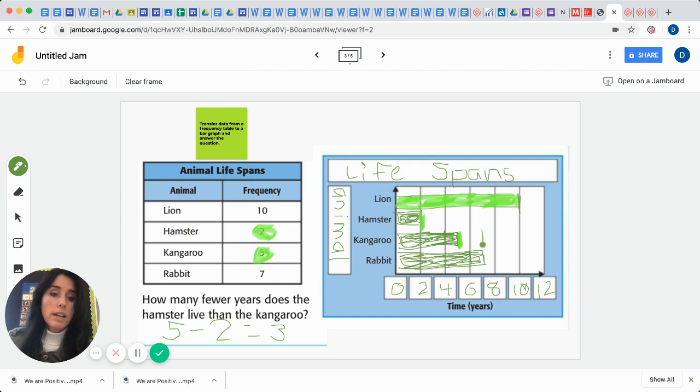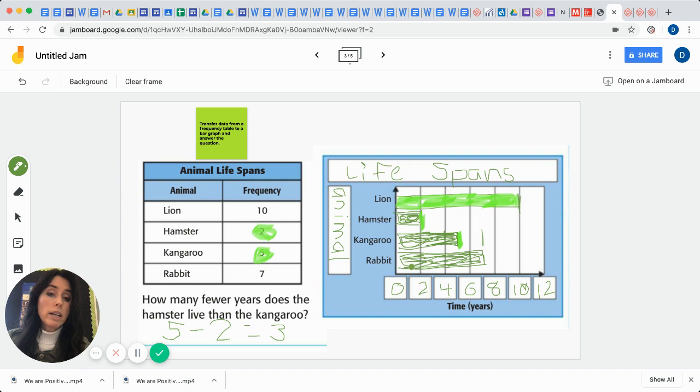So we have 7, and this is 5. So 7 take away 5 is 2. Using a bar graph, it really shows us what these numbers really mean. This is a great example of why a bar graph is an easy way to answer those questions, because we could see that from here to here is going to be 1 year, and from here to here is 2. So we just solved it by using our bar graph.